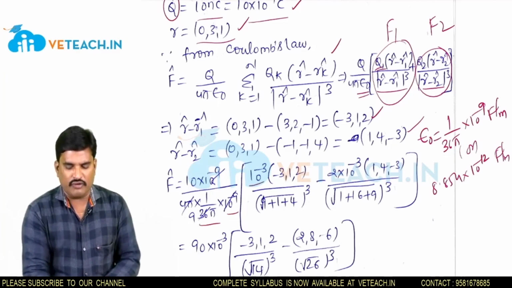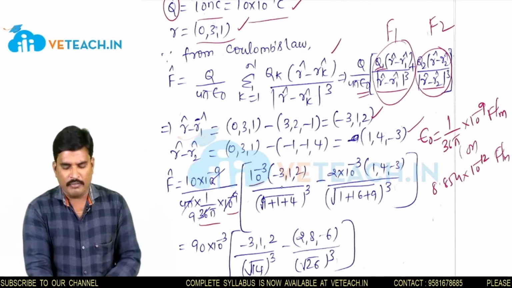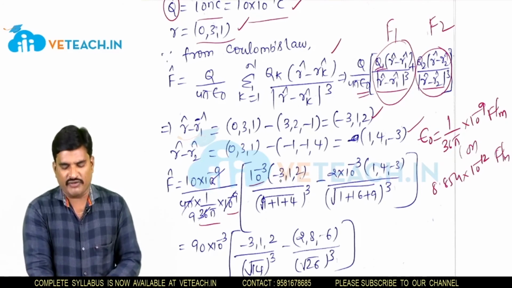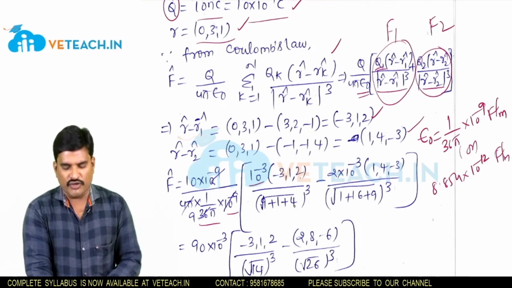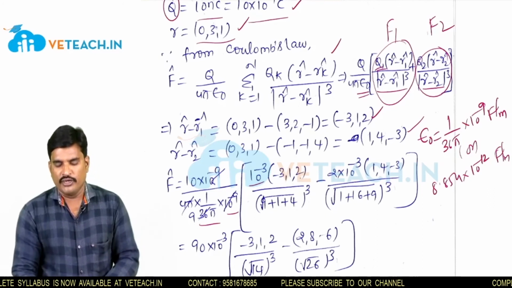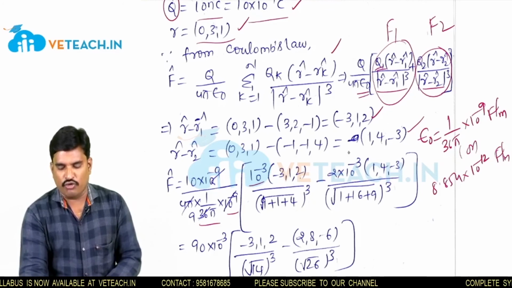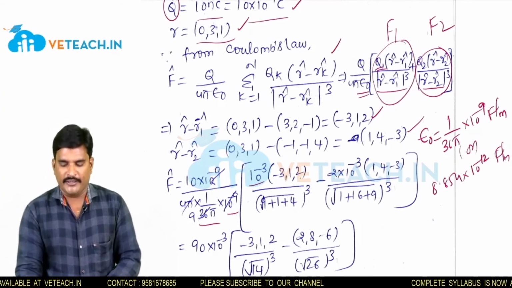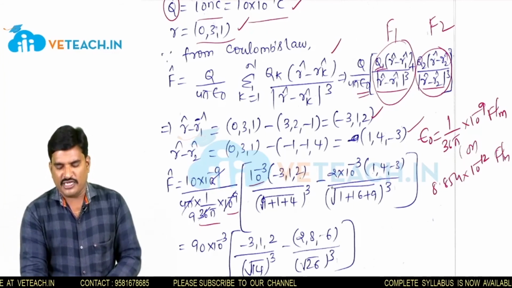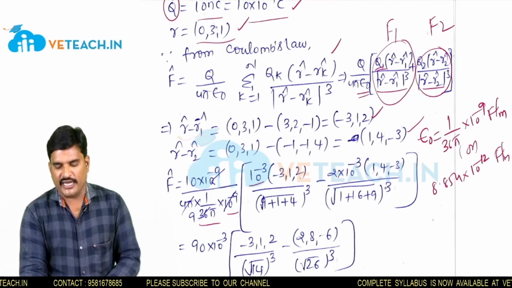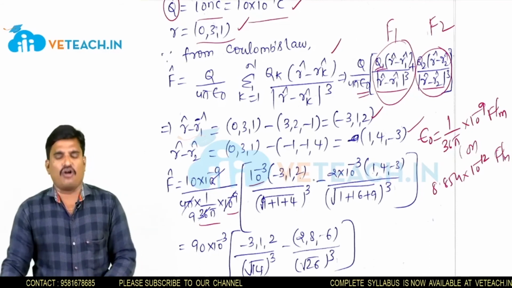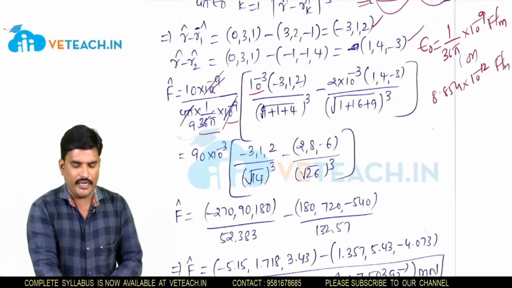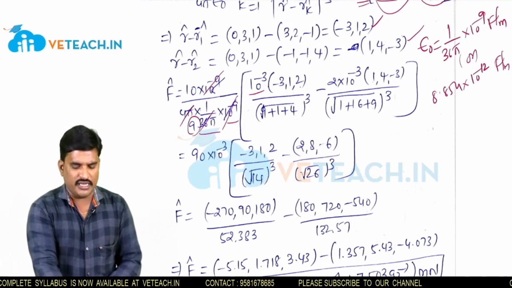Here the value is Q1. What is Q1? 1 millicoulomb, 10 power minus 3, times (minus 3, 1, 2) by the magnitude whole cube. So 3 square is 9, 1 square is 1, 2 square is 4, root of the whole, power whole cube. Minus, because it is a 2 millicoulomb charge with the negative sign, minus 2 into 10 power minus 3 times (1, 4, minus 3) and square root of 1 plus 16 plus 9, whole cube, right? I substituted all the values. Here 10 power minus 9 gets cancelled, and 4 pi and 36 pi cancel, so this goes in the denominator.